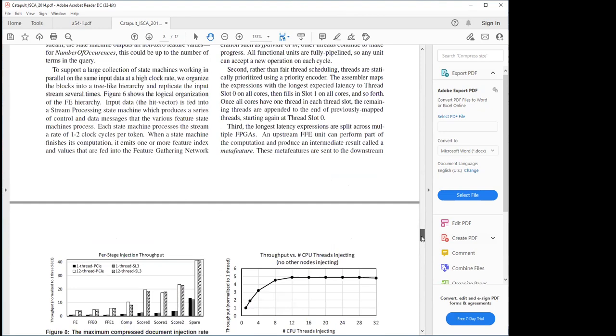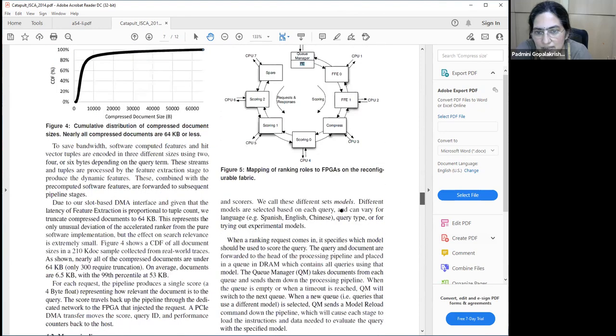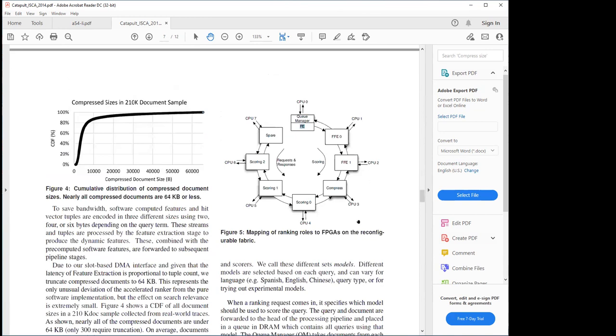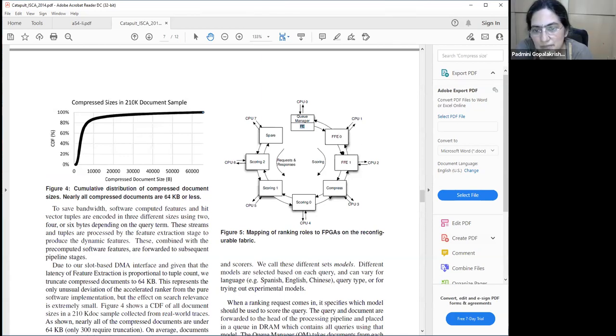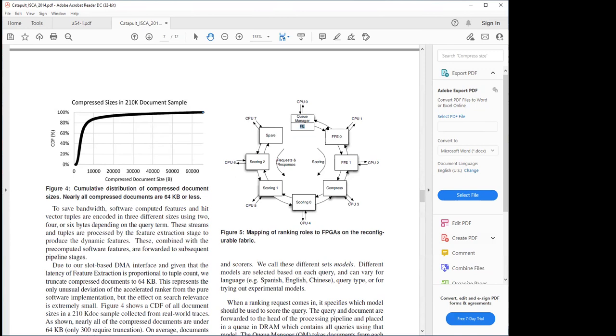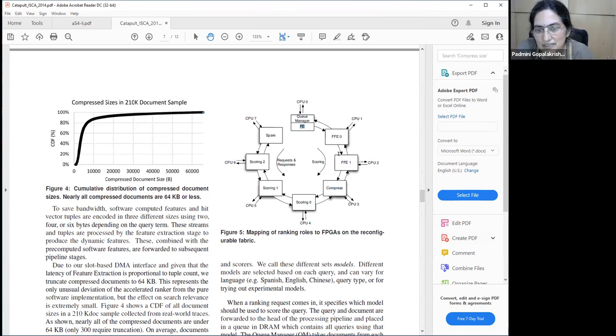Ma'am, can you once go to the 8 FPGA design? This one? Yeah. In that, only FFE0 and FFE1 have overlay, or all of them have overlay? No, so FFE0 and FFE1 is the overlay for doing the fast feature extraction. Free-form Expression evaluation. Free-form evaluation. Okay.